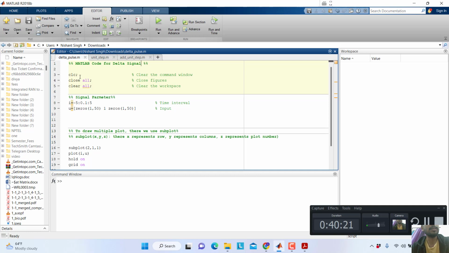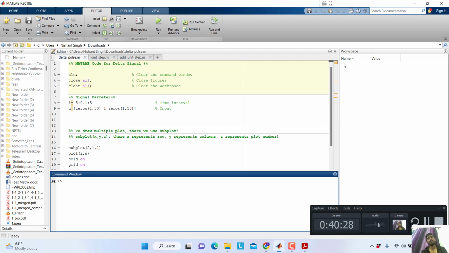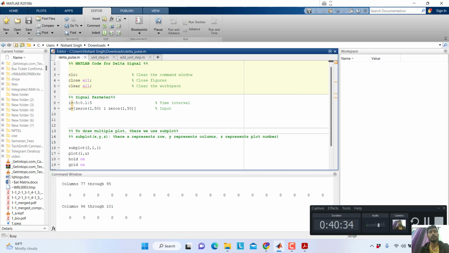So basically the CLC command we use to clear the command window. What is the command window? That part is represented as the command window. That is the workspace. Okay. So first of all I will run this code, and after that I will tell you.